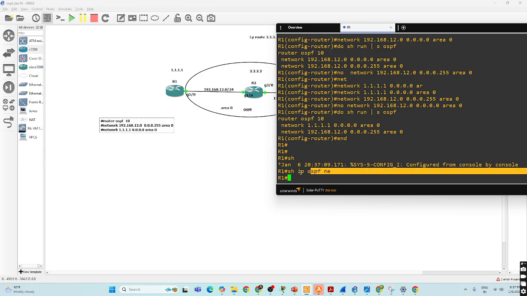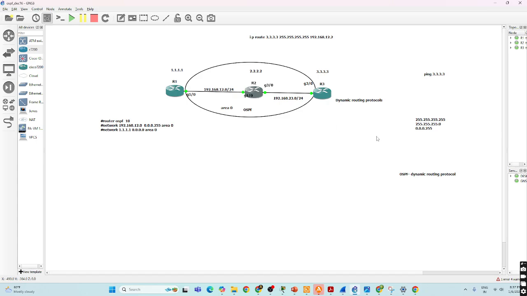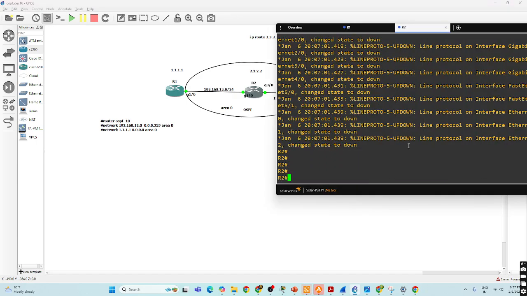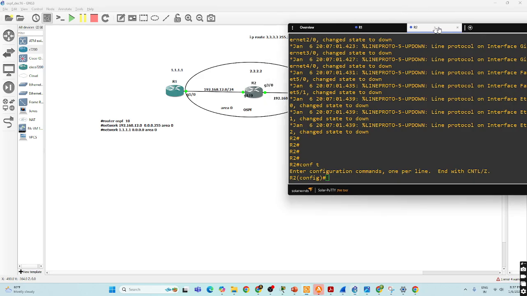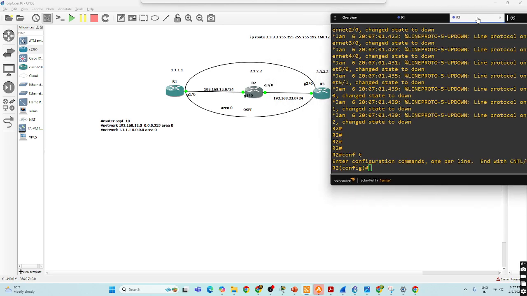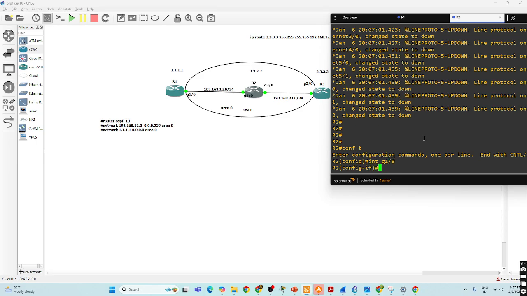The neighbor is not established because I haven't configured OSPF on R2. Let's configure OSPF on R2. Tell me the commands. First, I need to assign the IP addresses on the interfaces. So what is the interface here? Interface G1/0. Come on, guys.